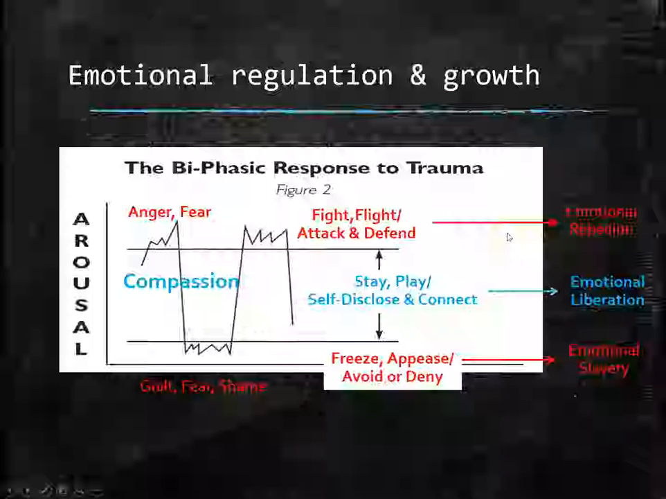We might think about the emotional rebellion stage as that fight or flight, attack and defend mode, right? Where people are acting out of anger or fear and trying to defend themselves that way. And then we might think about Rosenberg's emotional slavery zone as this freeze, appease, or avoid or deny mode, where people are more dissociated and responding to people out of guilt, fear, or shame instead of out of compassion. So that may be one way to think about how these models inform each other.